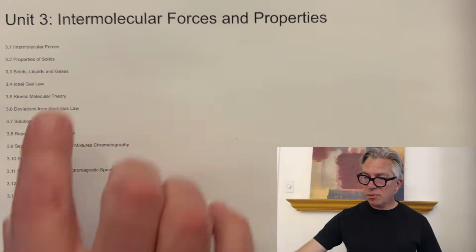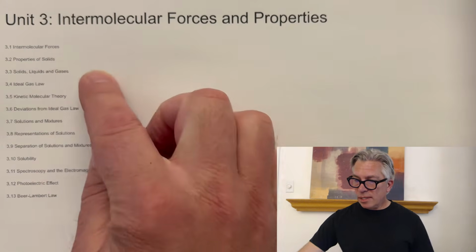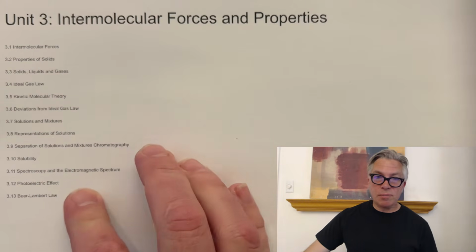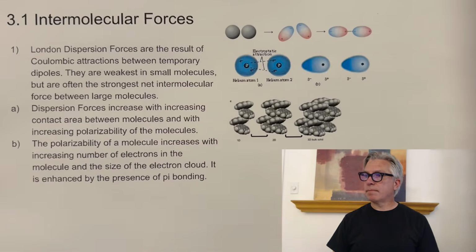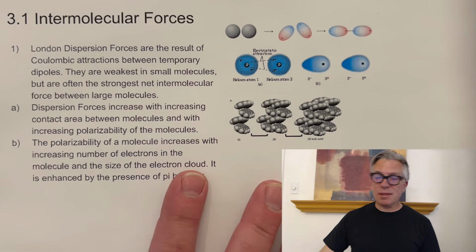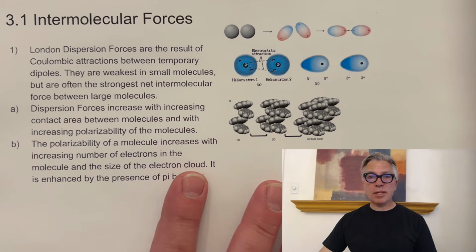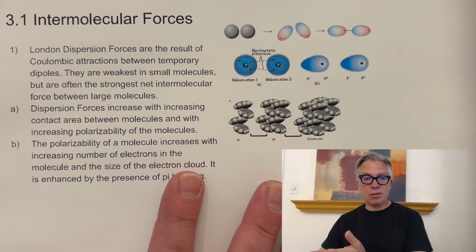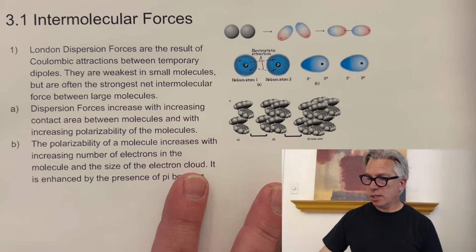We're going to start with intermolecular forces and work our way down through all of these topics and end with the Beer-Lambert law at the end. Almost everything in this unit, from the properties of matter to the states of matter and the interactions between them, comes from intermolecular forces. And so that's where we begin our journey into Unit 3. I'm starting with London dispersion forces, which are the weakest intermolecular forces for the most part. And I'm going to work my way to the strongest intermolecular forces as we go along.